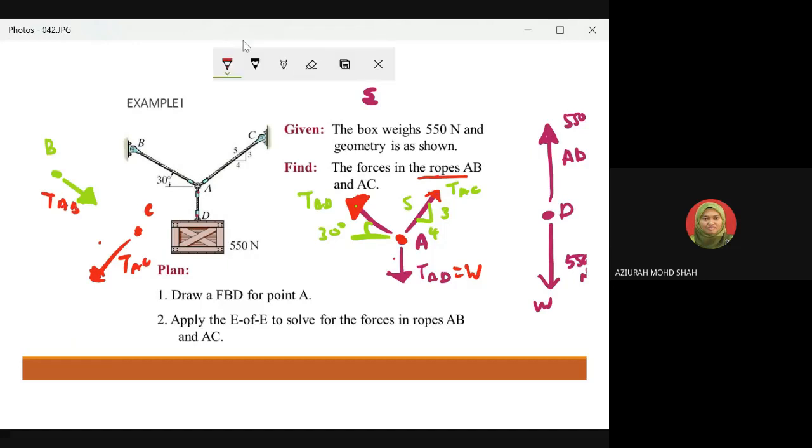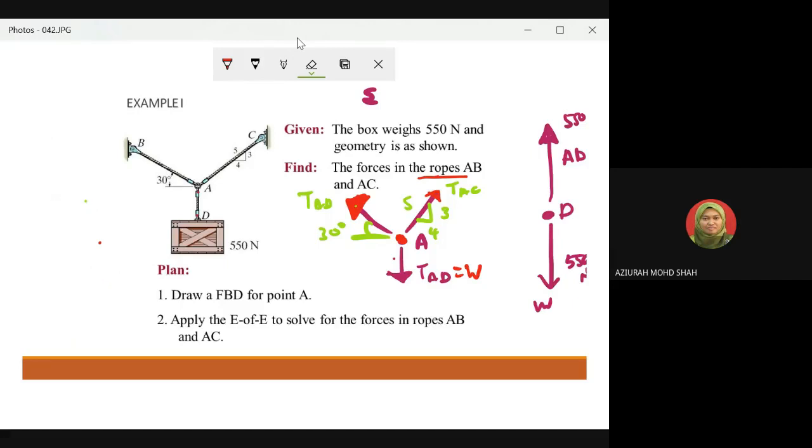Right? But again, if you use FBD B, you only have one unknown. Does not have any information to solve the problem. Tak boleh pakai kat B. If you want to use C, pun tak boleh pakai. If you just use point D, you only get TAD. Kalau your point D ni, you cuma dapat maklumat AD. Sedangkan kita nak cari AB and AC. So the best FBD, so that is one more thing that you should know. You kena draw FBD yang betul lah, yang akan membantu kamu untuk selesaikan masalah.